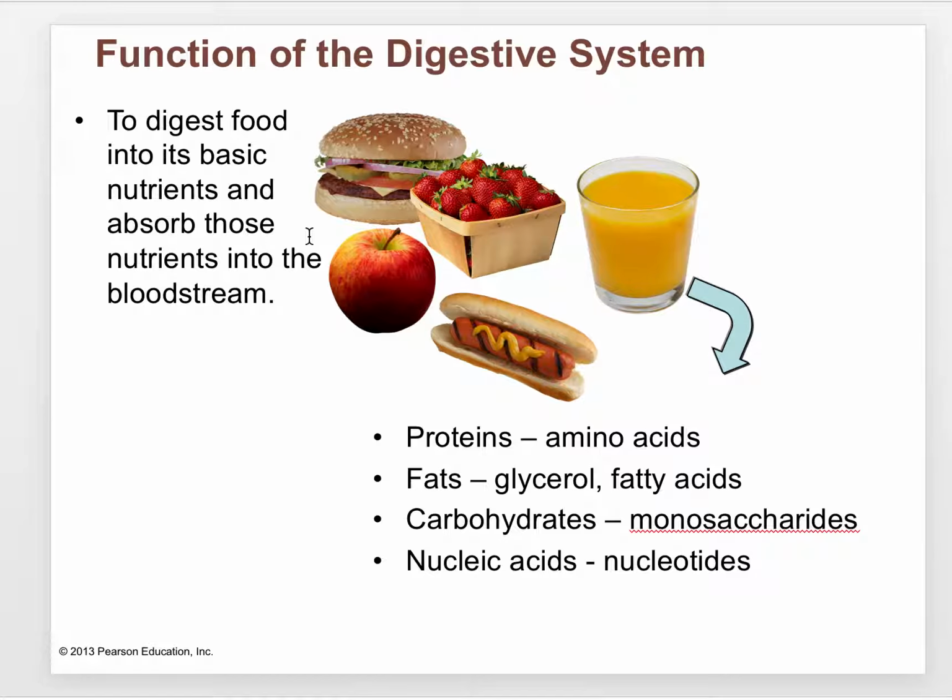It takes food like this and turns it into the basic elements of proteins, fats, carbohydrates, and nucleic acids, which are then absorbed into the bloodstream through the digestive system and can go to the different parts of the body through the bloodstream to serve our metabolic needs. So basically, the digestive system is to break down food into nutrients and absorb those nutrients into the bloodstream.